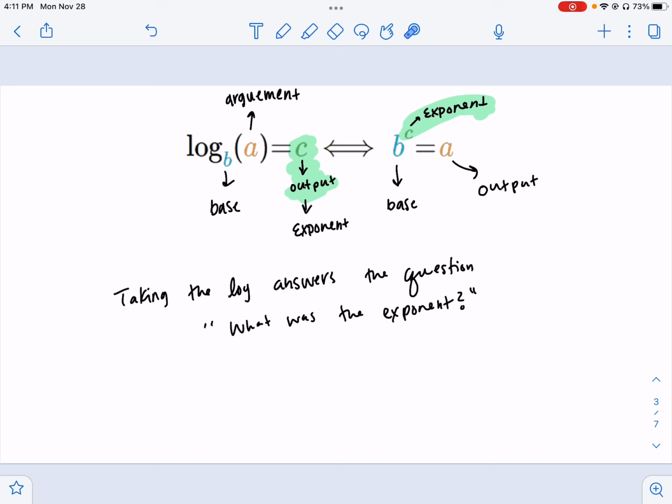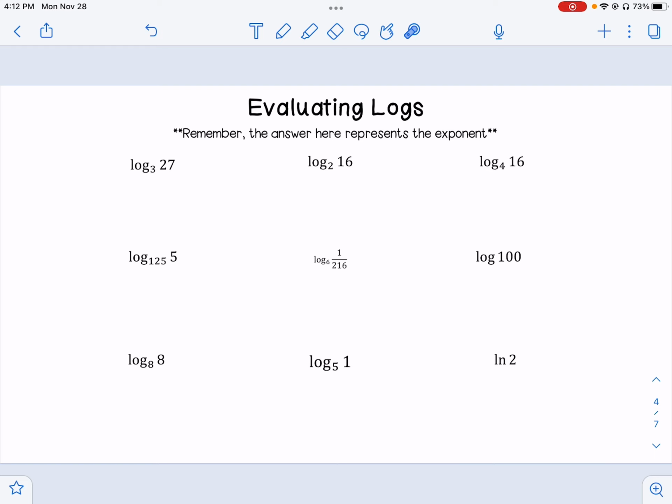What exponent takes b and creates a? So b to the what equals a. That's what we're seeing here. B to the what equals a. So for each of these, we can quickly ask ourselves that. We're saying 3 to the what equals 27? Well, 3 cubed. So the answer here is 3. 2 to the what equals 16? Well, I know 2 to the fourth equals 16, so this one's equal to 4.